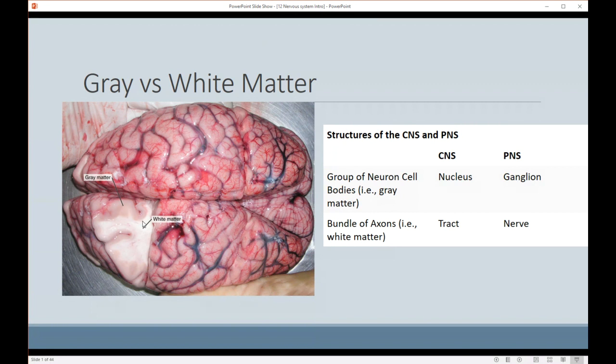Now, within the white matter, we have a bundle of axons. The reason that they appear white is because, if you remember when we originally talked about neurons, the axon is covered by this insulation called the myelin sheath. That myelin sheath has a fatty consistency because it's there for insulation and protection, and that appears white. Within the central nervous system, we call this a tract, and in the peripheral nervous system, we call it a nerve.